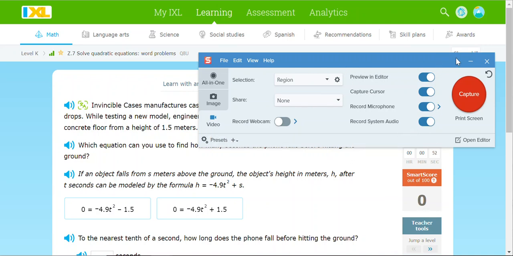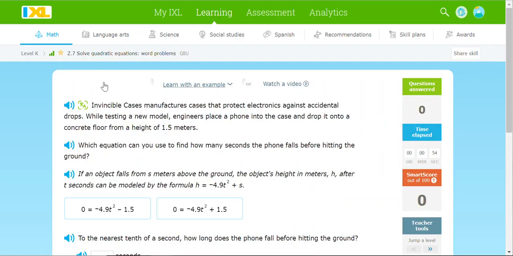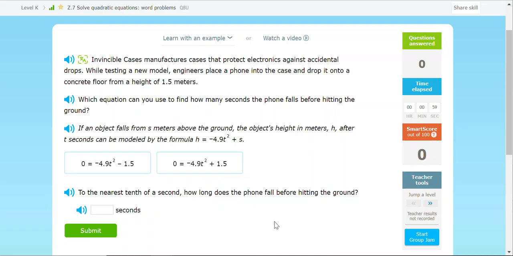Already recording. There we go. All right, solve quadratic equation word problems. Sorry.